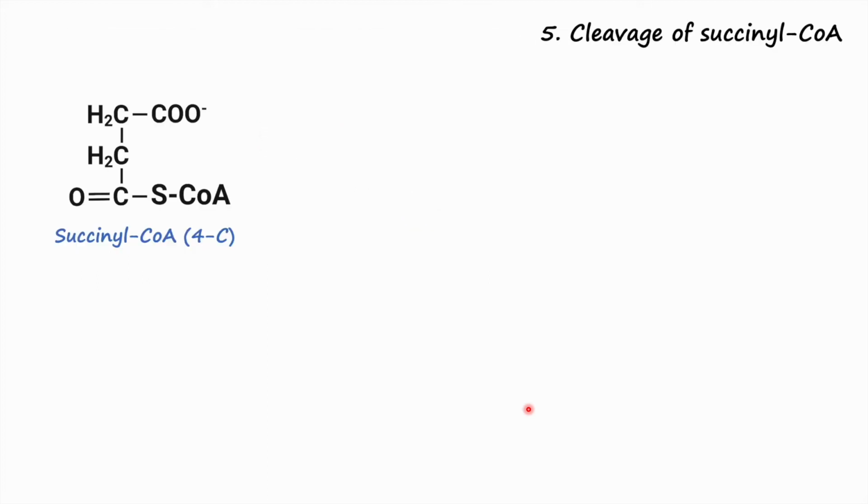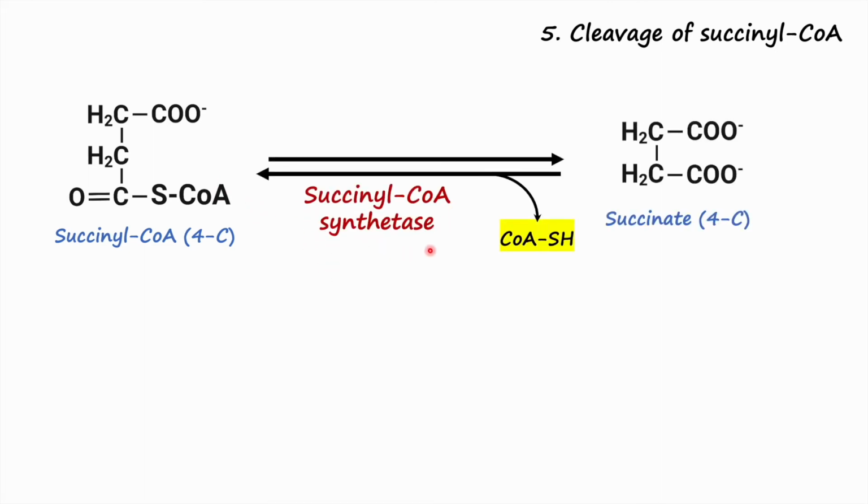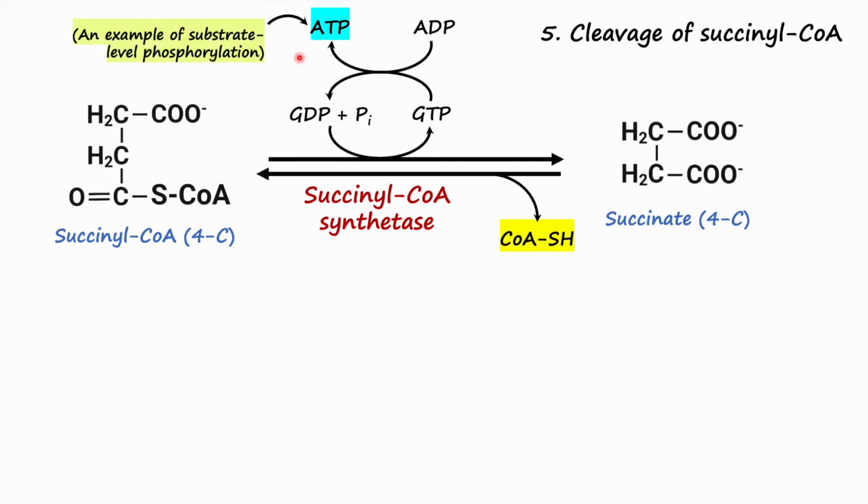Now, the fifth reaction of the citric acid cycle is the cleavage of succinyl coenzyme A. In this reaction, the high energy thioester bond of succinyl coenzyme A is cleaved to form succinate with the help of the enzyme succinyl coenzyme A synthetase. Since succinyl coenzyme A has this high energy thioester bond, it is utilized to drive the phosphorylation of GDP to GTP. Then the phosphate group from GTP is transferred onto ADP to synthesize ATP. Most importantly, this is an example of substrate-level phosphorylation, in which a substrate, succinyl coenzyme A, provides the energy for phosphorylation to synthesize ATP.